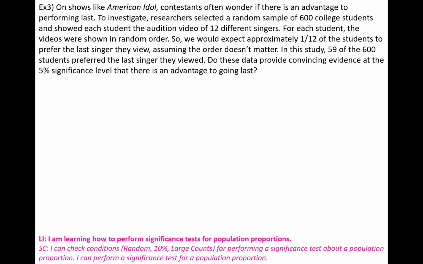Number 3. On shows like American Idol, contestants often wonder if there's an advantage to performing last. To investigate, researchers selected a random sample of 600 college students and showed each student the audition video of 12 different singers. For each student, the videos were shown in random order. So we would expect approximately 1/12 of the students to prefer the last singer they view, assuming the order doesn't matter. In this study, 59 of the 600 students preferred the last singer they viewed. Do these data provide convincing evidence at the 5% significance level that there is an advantage to going last?